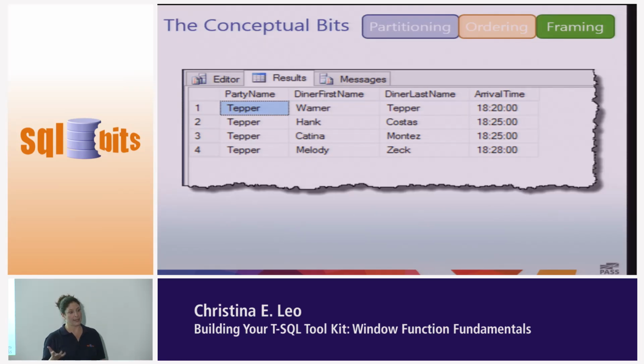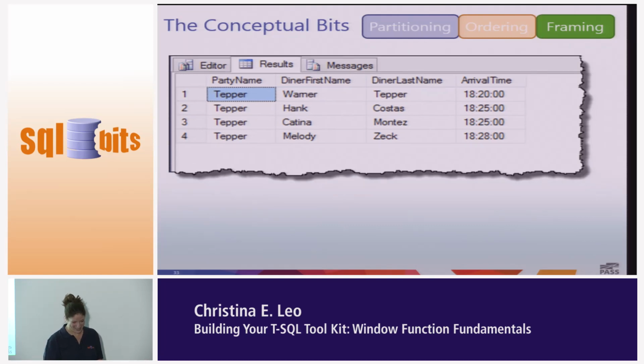What do you think Hank tells the hostess when she says, how many people are here? How many people are in your party? 4, but how many of you are here? I heard a 3. What else did I hear? I heard a 2. Both answers are right. And here's why. This is where the framing gets confusing. 2 and 3 are correct depending on how you define your frame boundary.